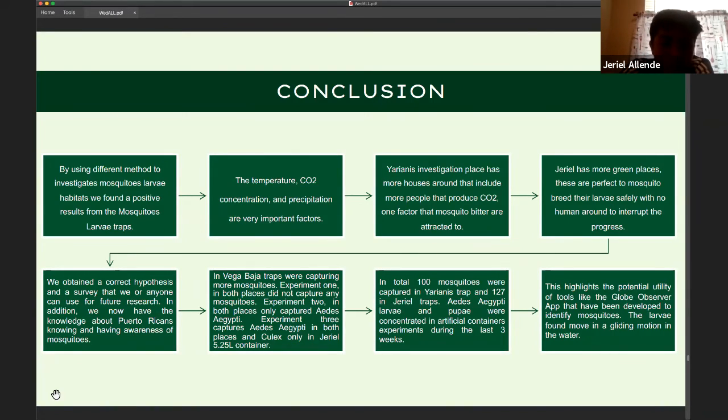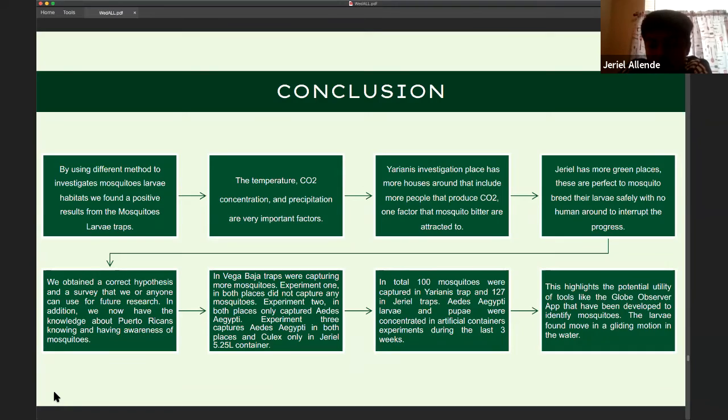We obtained a correct hypothesis and a survey that anybody can use for future research. In addition, we now have that knowledge about Puerto Ricans knowing and having awareness of mosquitoes. In Vega Baja traps, we are capturing more mosquitoes. Experiment 1 in both places did not capture any mosquitoes. Experiment 2 in both places only captured Aedes aegypti, and experiment 3 captured Aedes aegypti in both places and Culex in Yariel's 5.25 liter container.